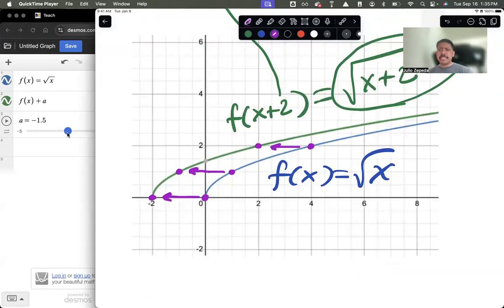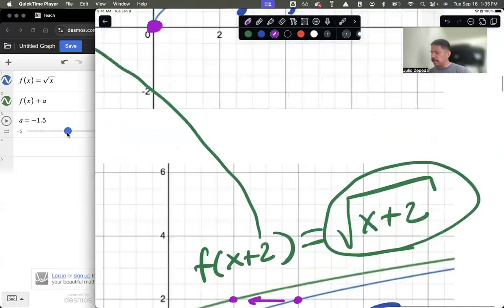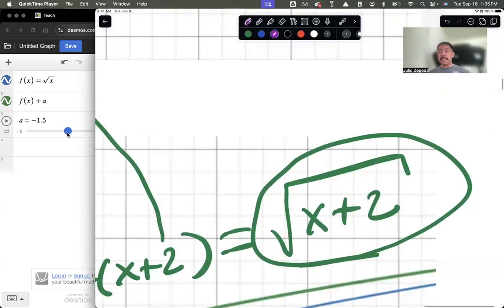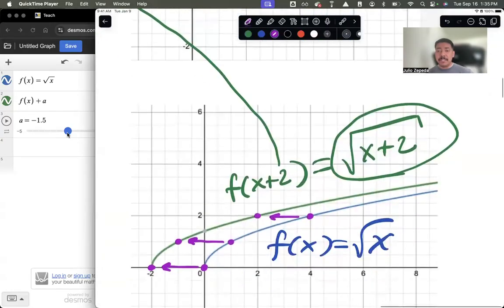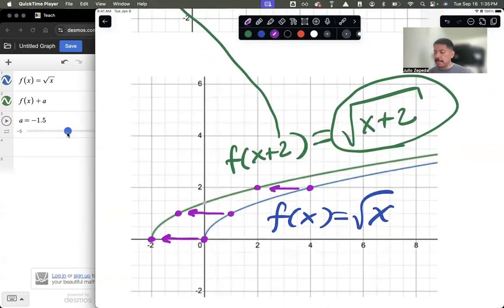Okay, so we can see how if I saw this function myself, I would say, well, that's just the square root of x shifted to the left 2. I know what the square root of x looks like, so I can graph this function very quickly without really having to do any computations.